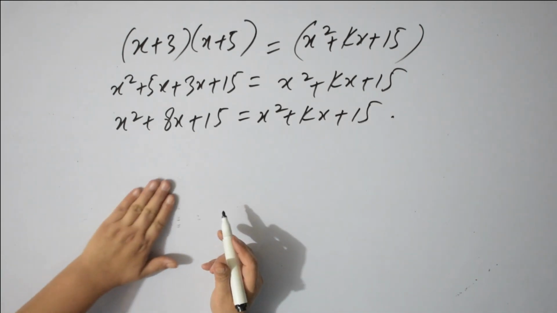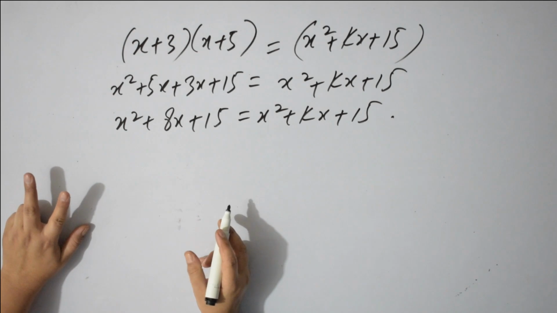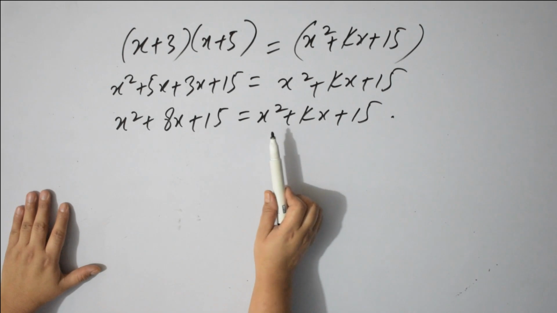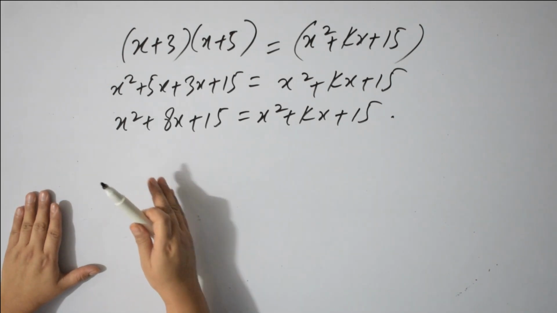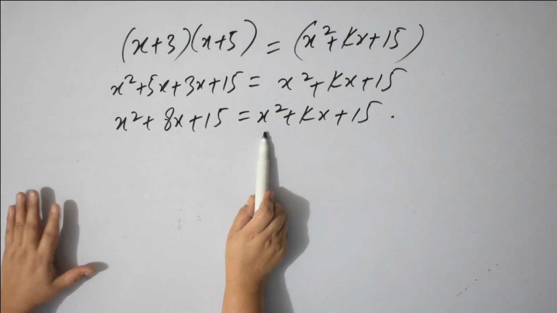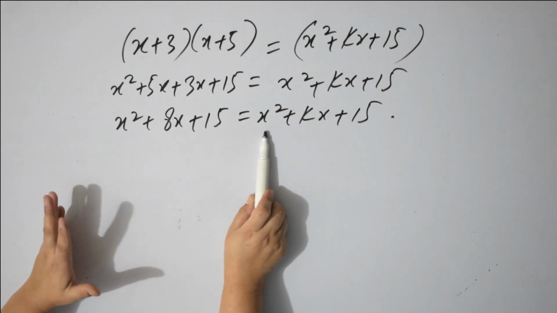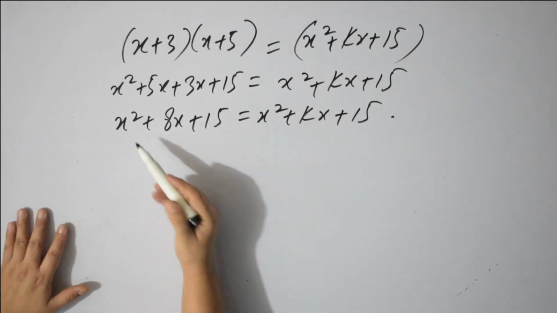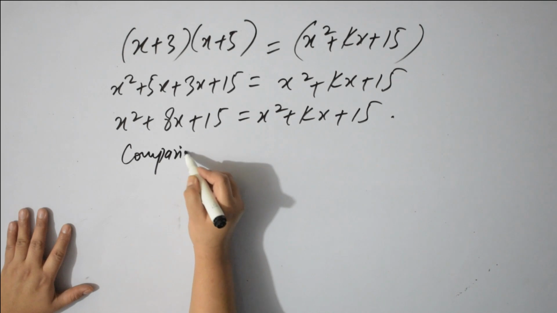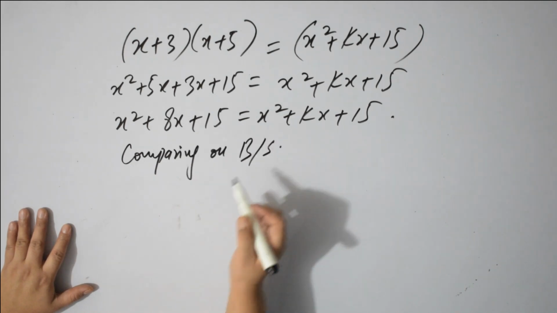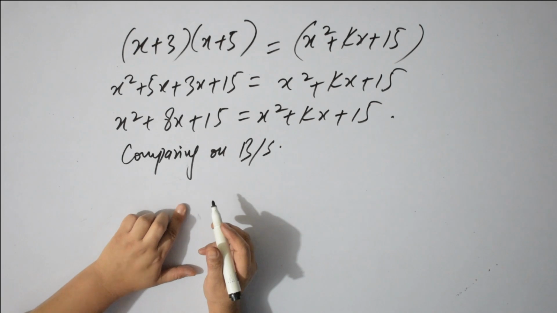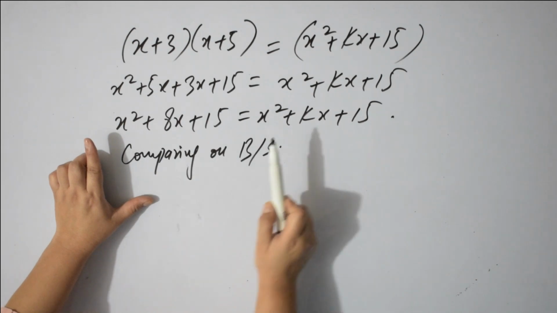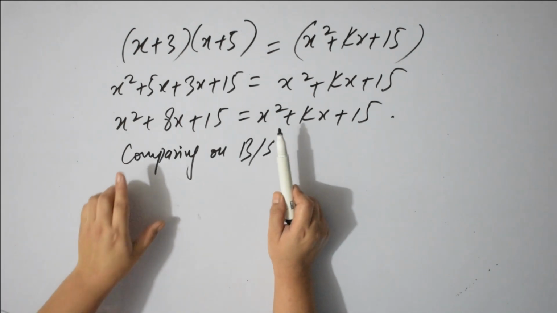Now students, from here onward you have two methods. First, you can use the transposition method, where you shift these three terms to this side and equate to 0. x square cancels with x square, 15 cancels with 15, and you get the value of k. I am doing the second method, that is comparing on both sides. I am not using the transposition method. Comparing is very simple. You will equate these two expressions.